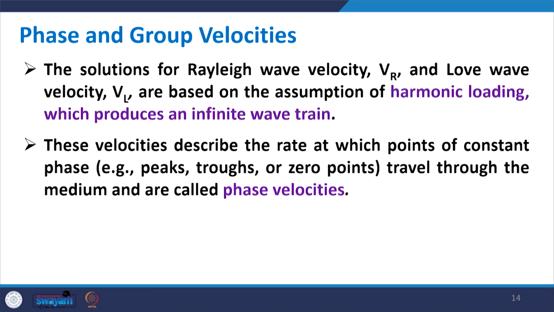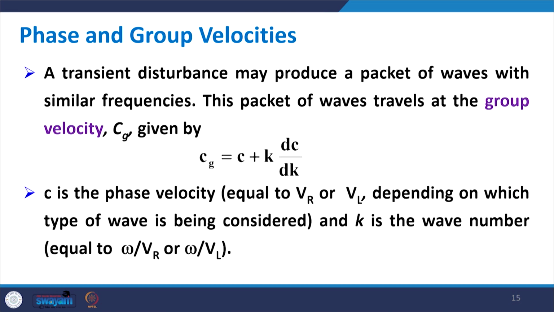So after the dispersion, the next issue is phase and group velocities. And again, these issues are for surface waves only, not for body waves. The solutions for the Rayleigh wave velocity Vr and Love wave velocity Vl are based on the assumption of harmonic loading, which produces an infinite wave train. The velocities like these, Vr and Vl, are called phase velocity. So phase velocity is the velocity of the Rayleigh wave and Love wave. But what happens? These waves prefer to travel in a group. Okay. So as a result, when they are traveling in a group, their behavior is different than when an individual wave is traveling.